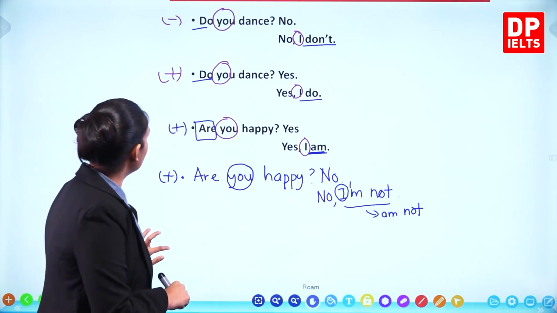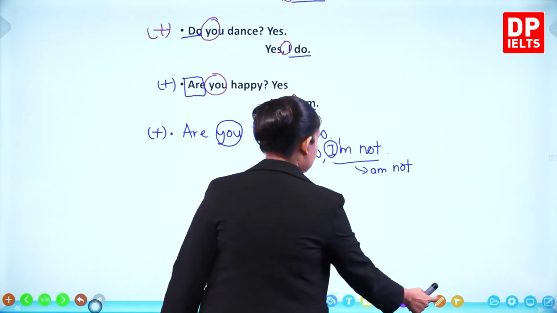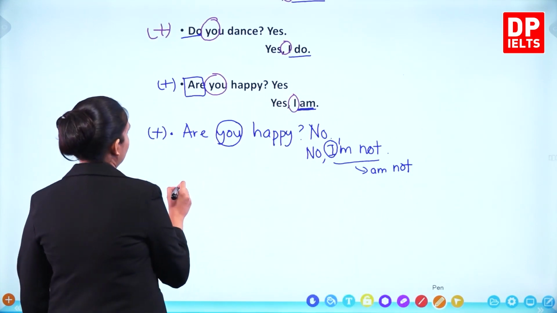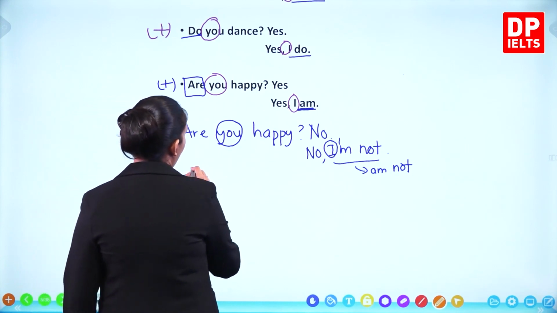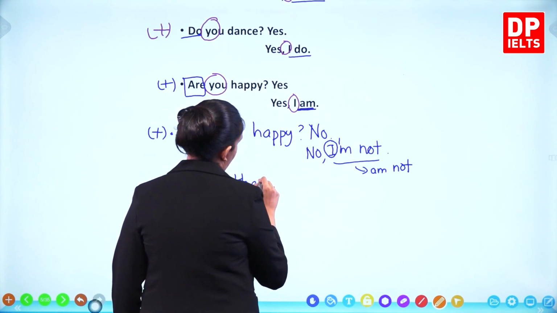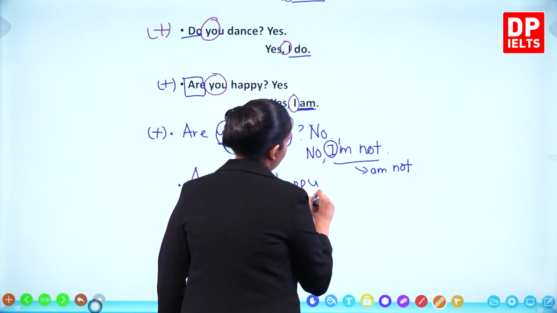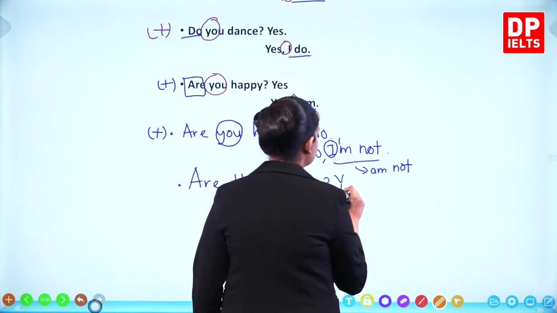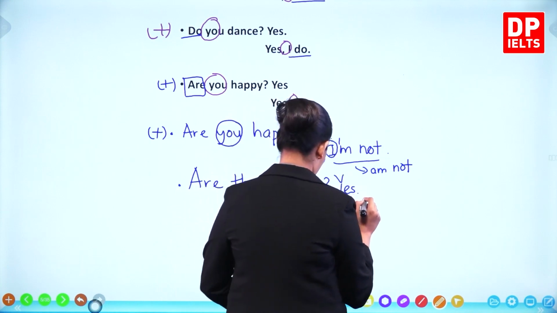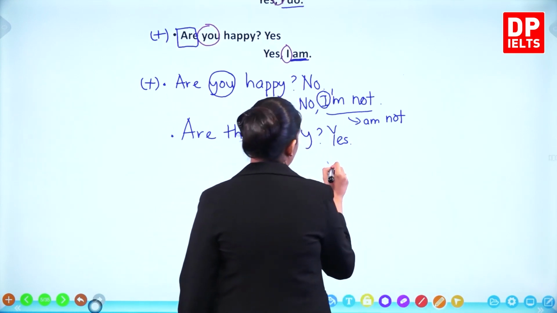Okay? So if we have a look at some other tags, right? Another example. Are they happy? Are they happy? You can give a simple answer and say yes. Okay. You can extend it a bit and say, yes, they are.